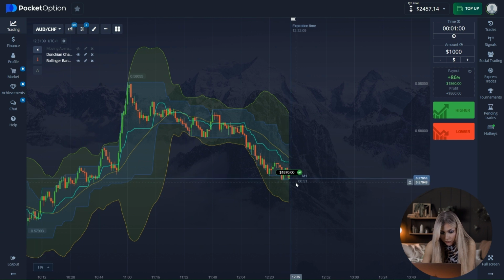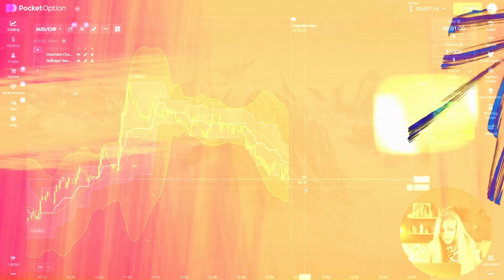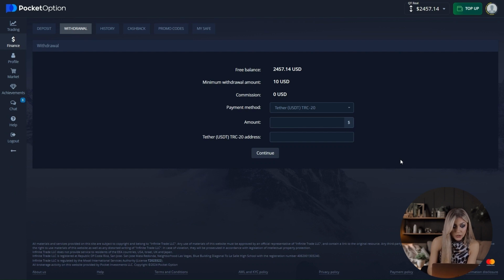Yes, a perfect forecast, but I like the result even more. Today, I made almost $2,500 with this trading system. I think it's time to end the trading session and withdraw the earned money to my personal account. So let's proceed with withdrawing funds.